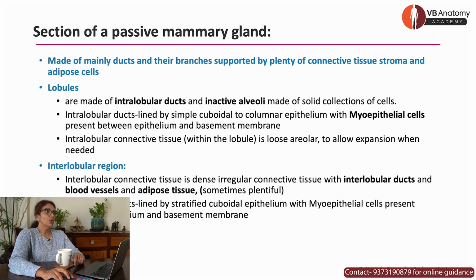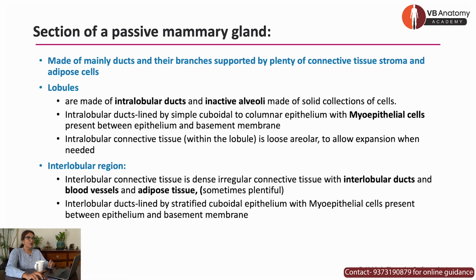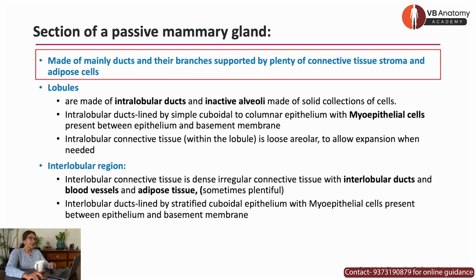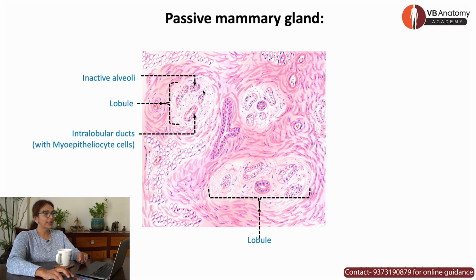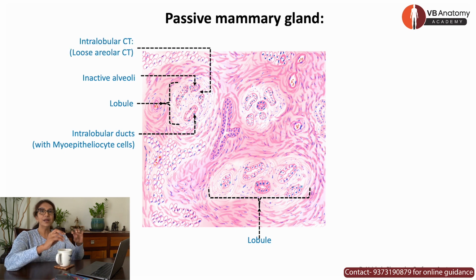Because we're doing this in brief, how do we remember what happens without going into details? Let's use diagrams. Remember, in a passive mammary gland, there is more ductal tissue and potential to expand than actual expansion. Here you are seeing a lobule. Each lobule contains inactive alveoli in the form of clusters. It contains intralobular ducts and a lot of loose areolar tissue. Why that tissue? Because the alveoli are going to expand. The space is there for potential expansion.